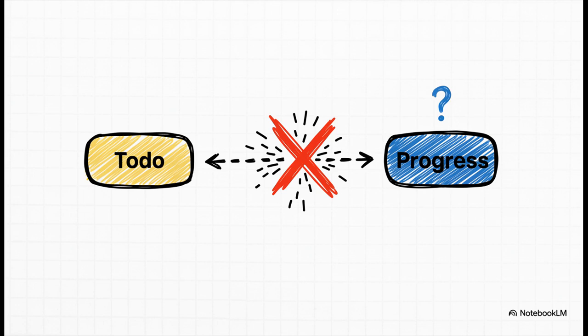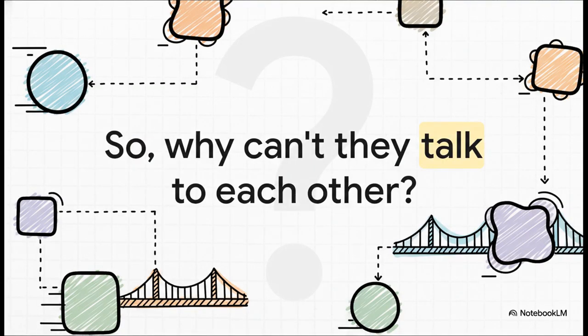The to-do app tries to make a call to the progress app. Maybe it's a log that a new task was just created, and nothing. The connection just fails. The request never even shows up. The pods are definitely running, but it feels like they're in their own little bubbles. So what gives? How are we supposed to build a stable, reliable bridge between them?